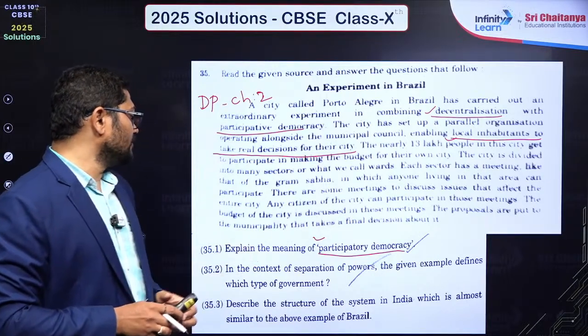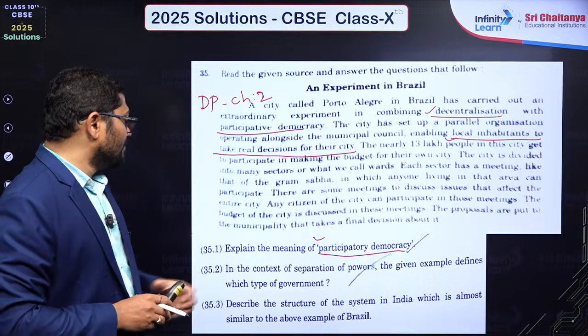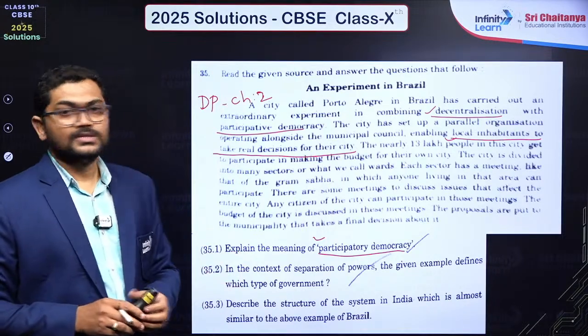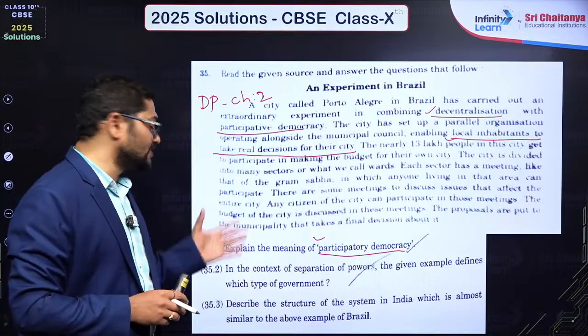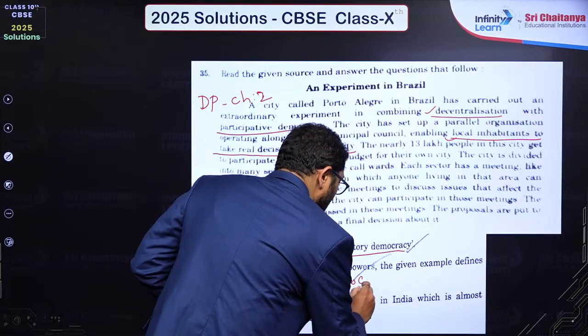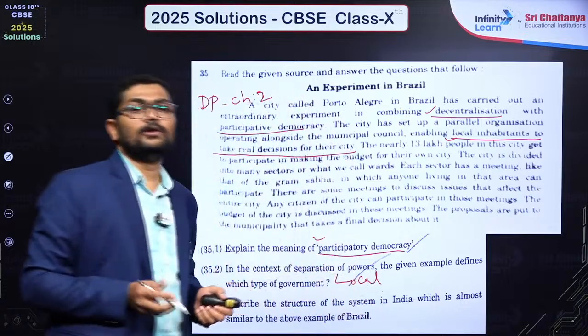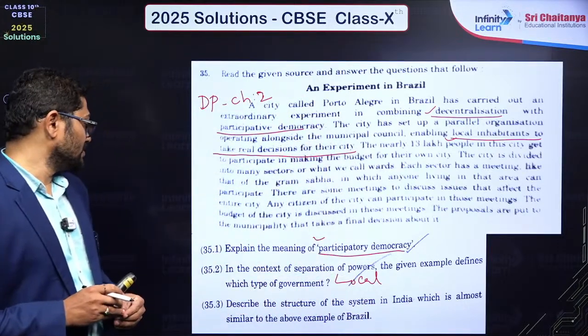In the context of separation of powers, the given example defines which type of government? So in the paragraph that is mentioned here, which type of government is actually mentioned? So you can write, it is nothing but the local government. So decentralization process, the local government.